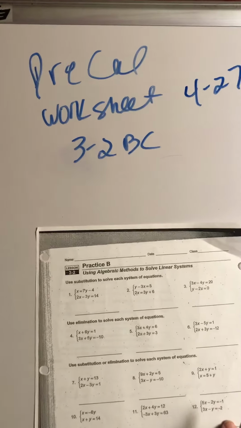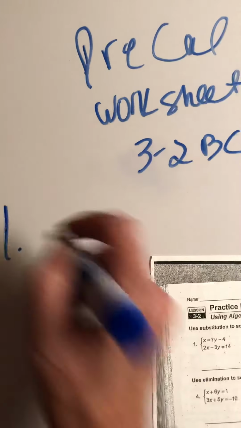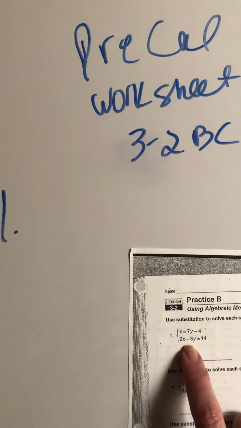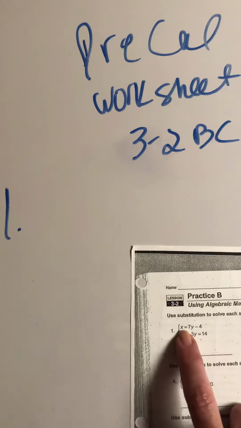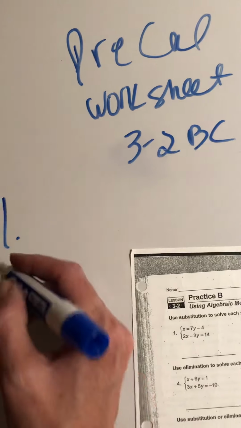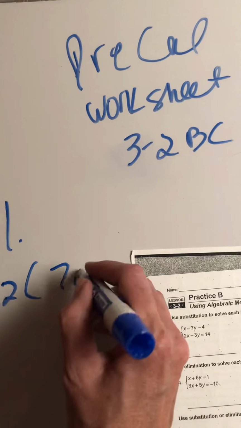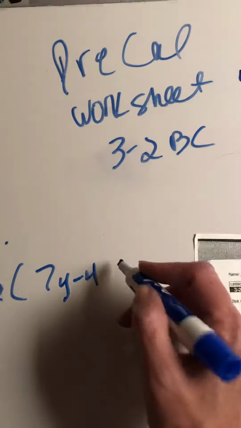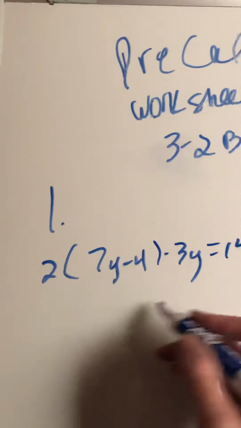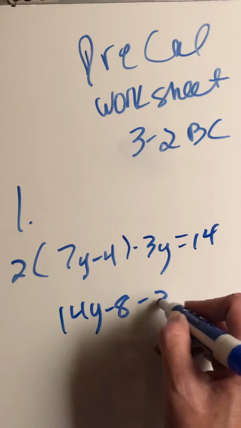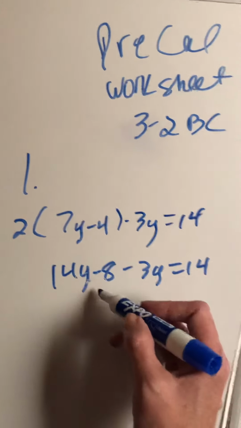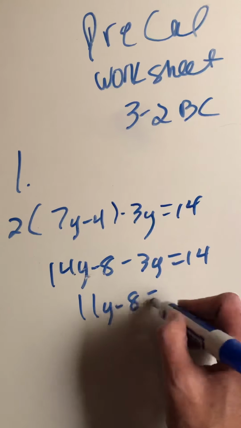So here we go. Number 1 is substitution. You've got x equals 7y minus 4, and 2x minus 3y equals 14. Because x is by itself, you take the 7y minus 4 and put it right where the x is. So 2 times 7y minus 4, then rewrite the rest: minus 3y equals 14. That's 14y minus 8 minus 3y equals 14, since 2 times 7y is 14y and 2 times negative 4 is negative 8. So that's 11y minus 8 equals 14.